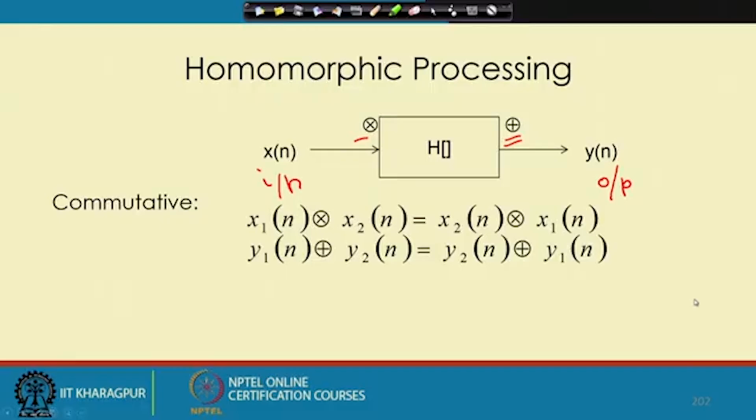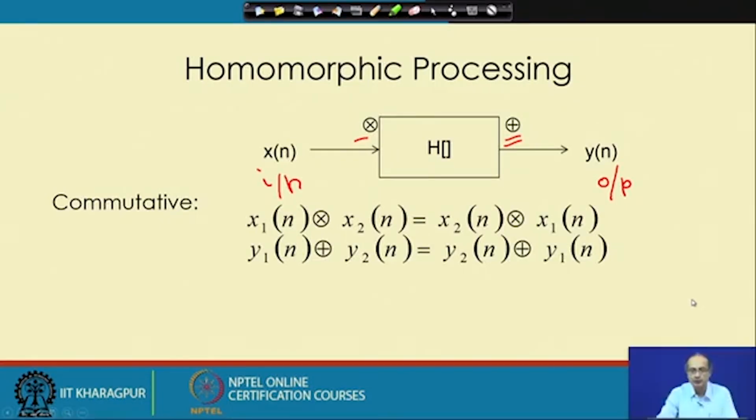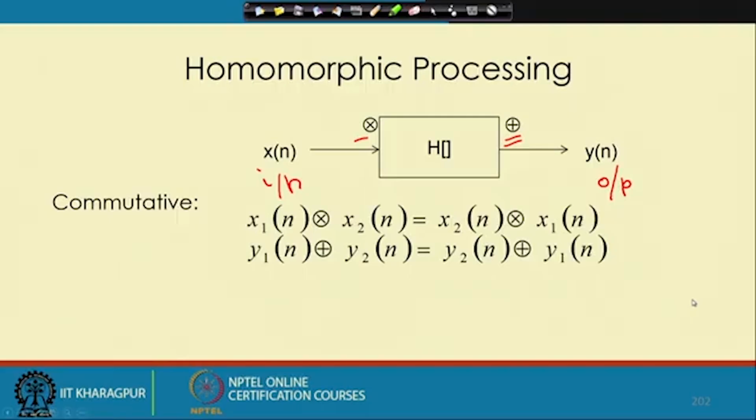But here, some of the operations are such that the order is not important. For example, when we multiply two numbers, whatever order we take, 3 into 5 or 5 into 3, gives the same result. If we add two numbers a plus b and change the order to b plus a, we get the same result. So, here the operators cross and plus are both commutative, which is one of the properties they need to follow.